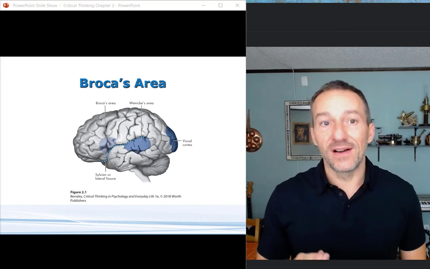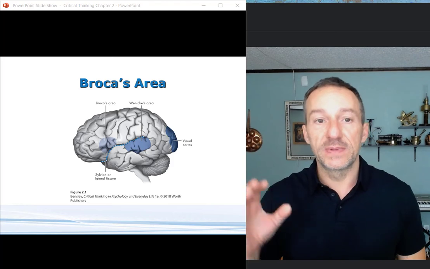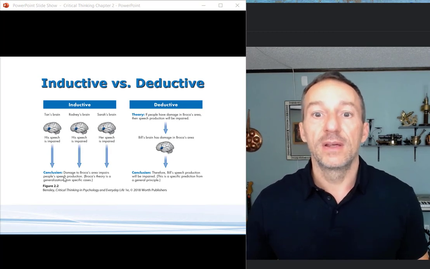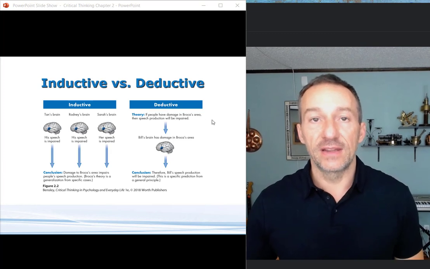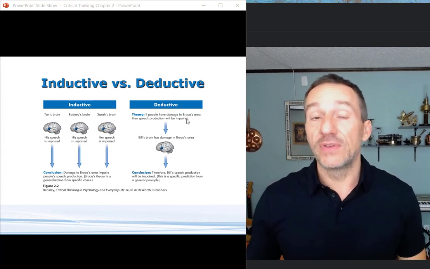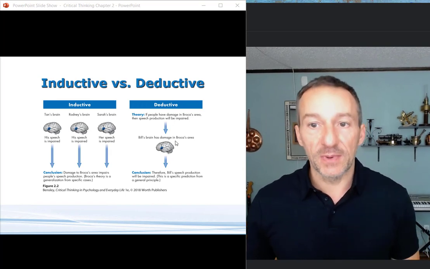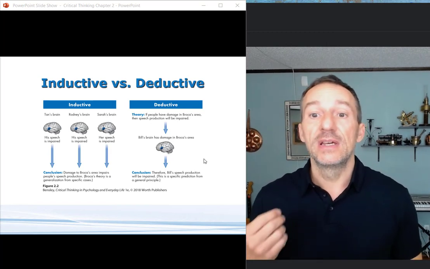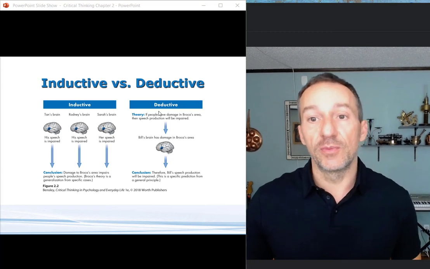Deductive reasoning often proceeds in the other direction, from a general principle to specifics. So here in figure 2.2, they're looking at these three different people. The speech is impaired. Conclusion: damage to Broca's area impairs speech production. Deductive is kind of the other way. The theory is if you have damage to Broca's area, then speech production will be impaired. Bill's brain has damage in Broca's area, so the conclusion is that Bill's speech production will be impaired. It's a specific prediction from a general principle, this theory.